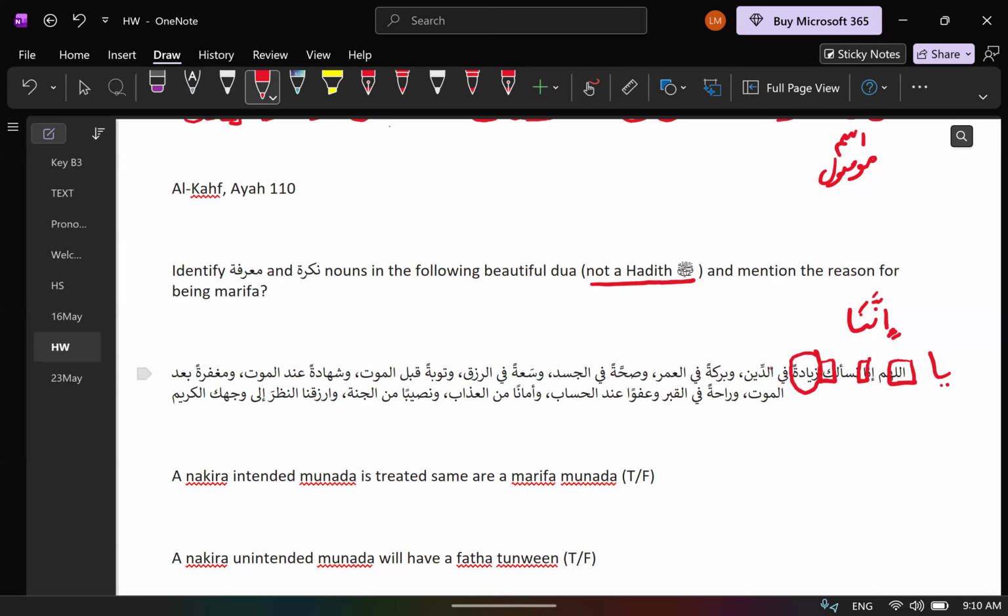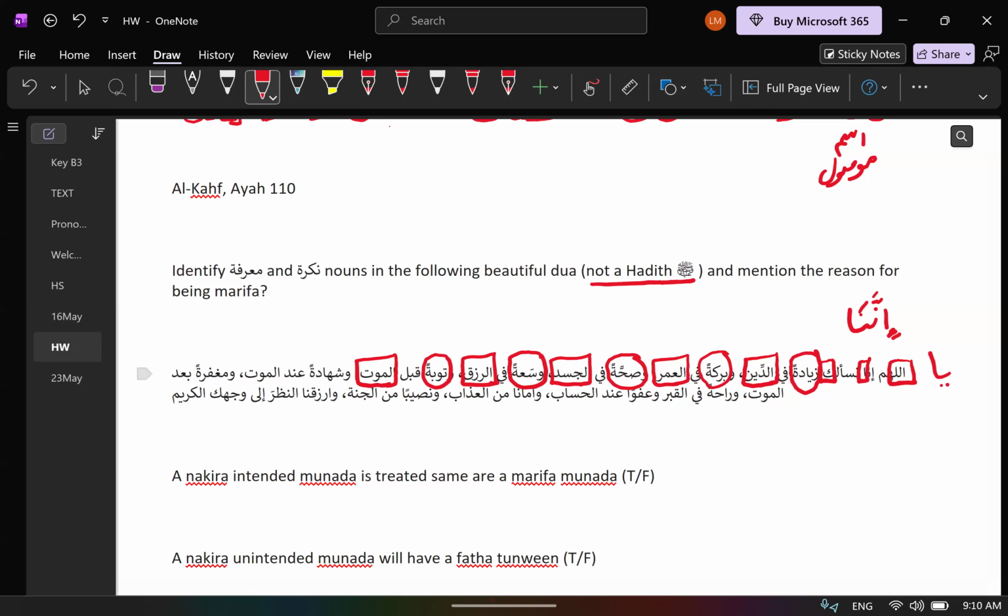Ziyadatan is nakira. Fiddini, addini is marifa because of the al. Wa barakatan, baraka is nakira. Fil umri, marifa. Al umri is marifa. Similarly, sehatan is nakira. Jasadi is marifa. Sa'atan is nakira. Rizq is marifa. Taubatan, nakira. Qabla al mauti is marifa. What about qabla?